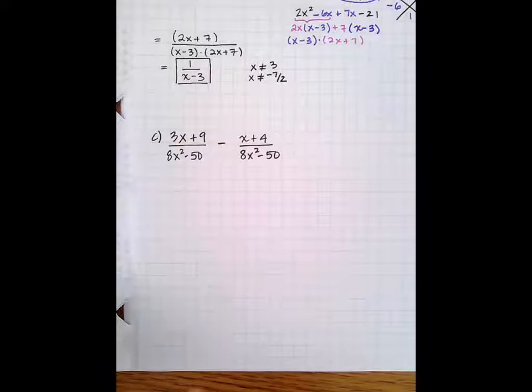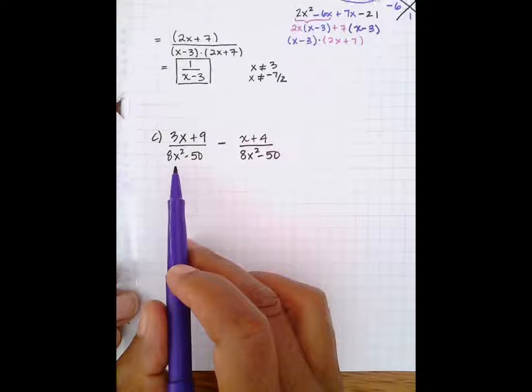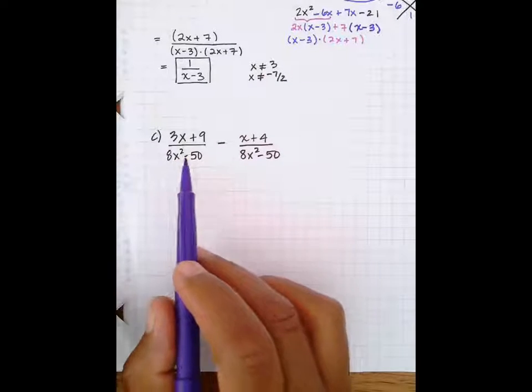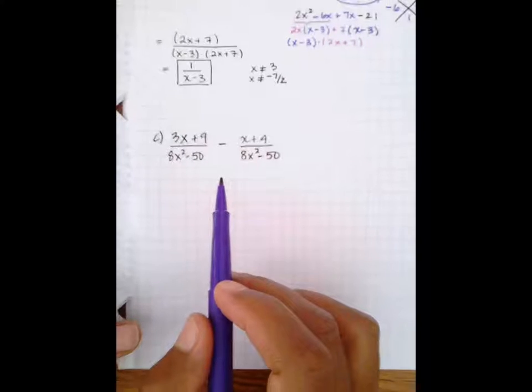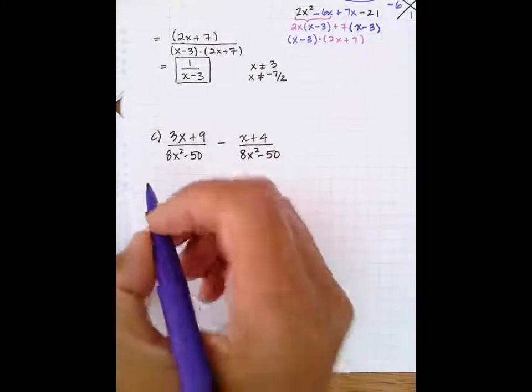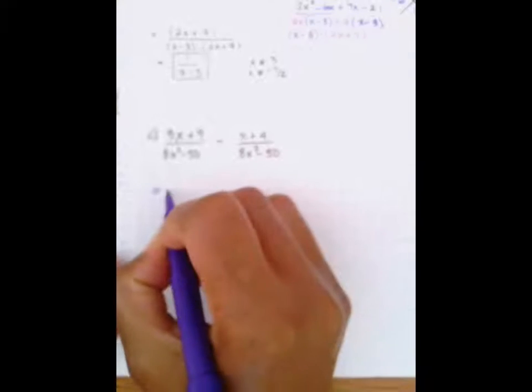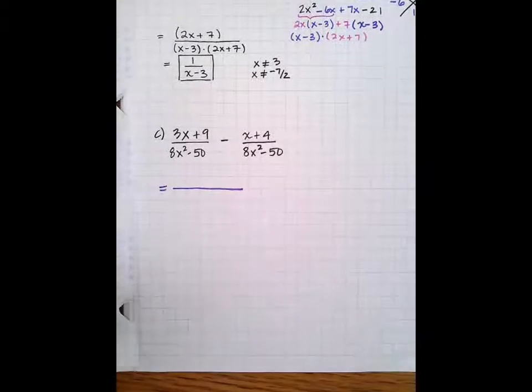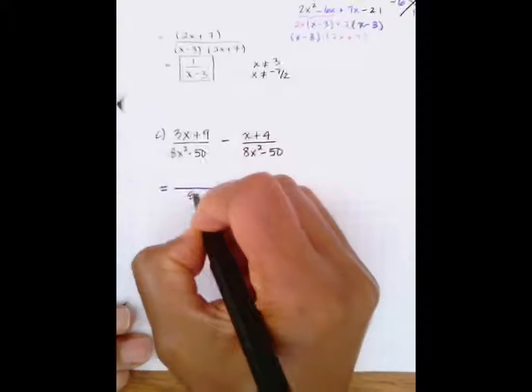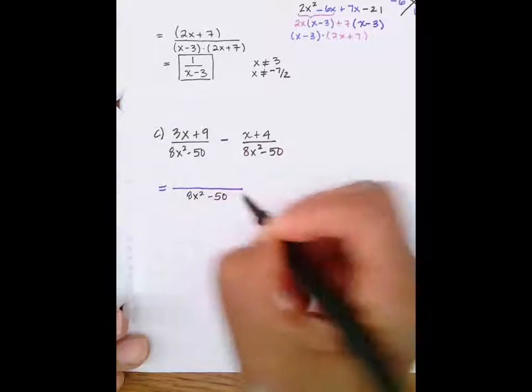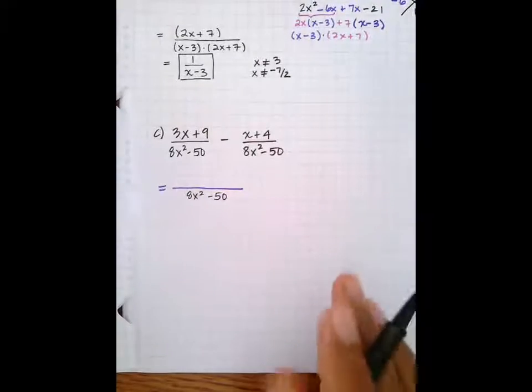This is problem 1127, Integrated Math 3, where you're asked to subtract these rational expressions. Notice they already have the same denominator. So since the denominators are already the same, I can rewrite this with the same denominator, 8x squared minus 50. And now I can combine the numerators together.